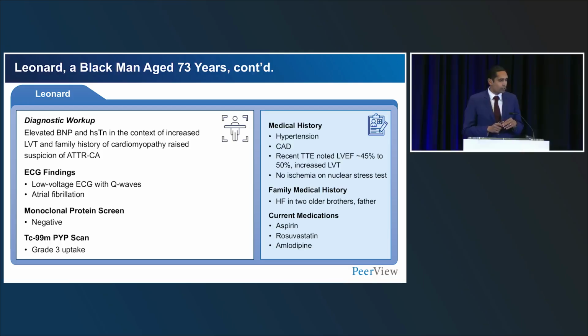Leonard undergoes more diagnostic workup. We find out that he has a significantly elevated BNP and high sensitivity troponin. This is in the context of the increased wall thickness and the family history, so raised suspicion for cardiac amyloidosis. His ECG shows low voltage in his precordial leads as well as his limb leads. Atrial fibrillation with an irregular rate was noted. They undergo monoclonal protein screening, which is of course negative and so important, as Dr. Kittleson mentioned. And then he finally undergoes a technetium scan, which shows grade 3 uptake that was consistent with the diagnosis of cardiac amyloidosis. Anything else to note from this workup?